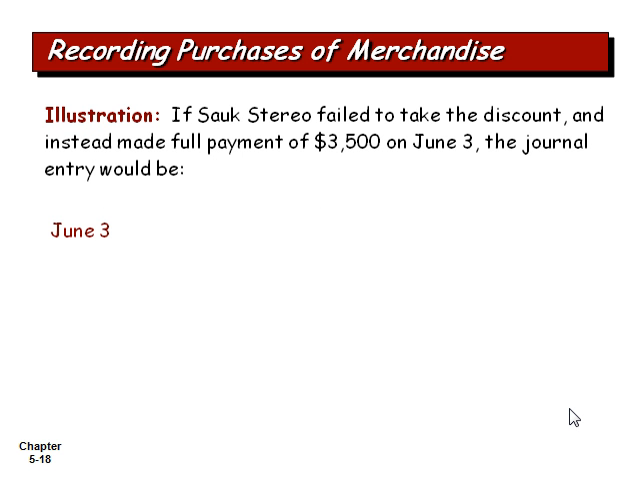If Sock Stereo fails to take the discount and instead makes full payment of $3,500, the journal entry would be debit accounts payable $3,500 and credit cash $3,500.